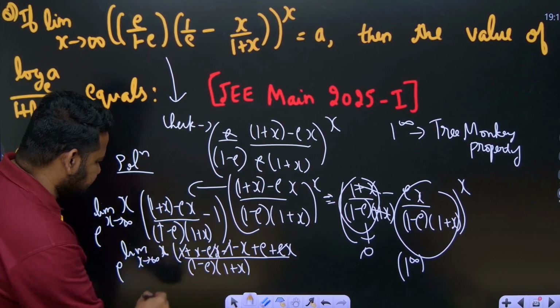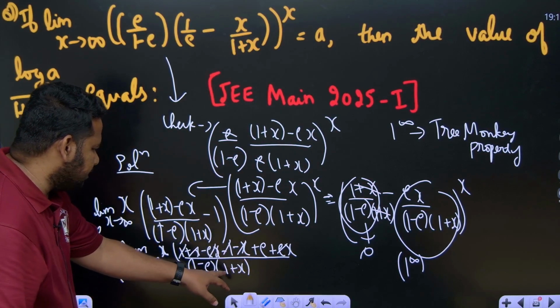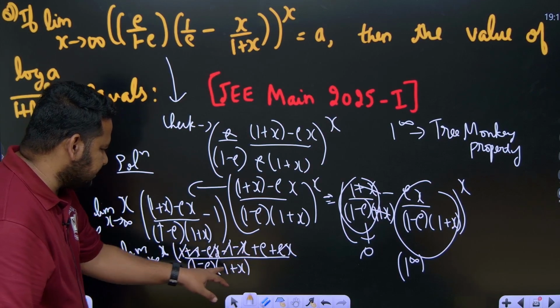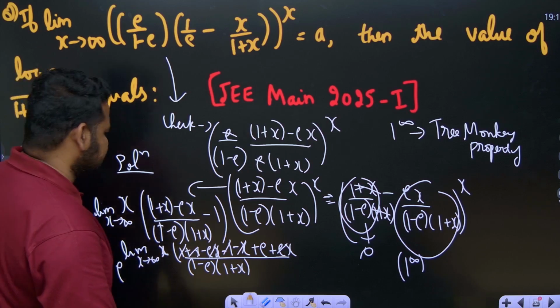Plus x minus x. I am left with plus x minus x. I can cancel. I am left with what? e by 1 plus x, into 1 minus x. Here I have x, here I have what? x. So finally I am left with, let me take it in the next sheet.